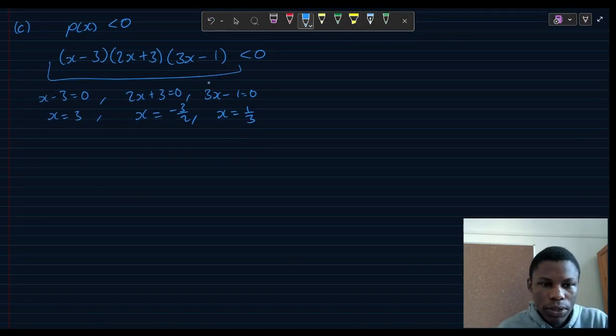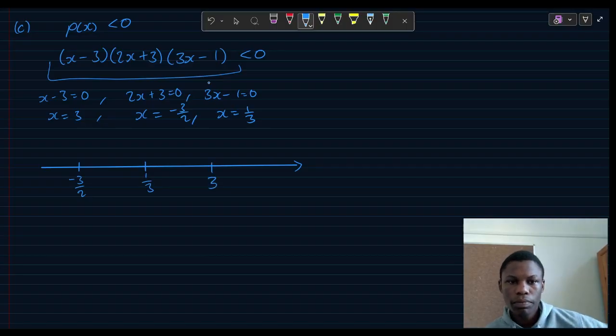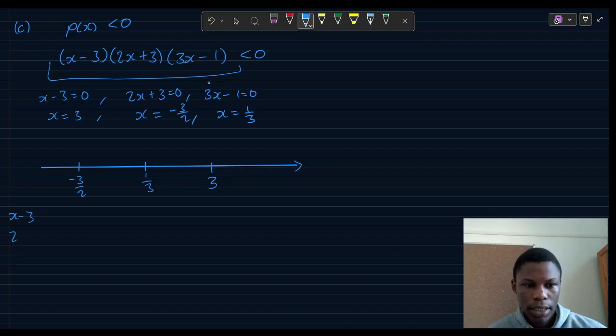And what you're going to do is draw a number line, and mark each of these points on your number line. So I'll start with the smallest being negative 3 over 2. And then next we'd have 1 over 3. And lastly, we'd have a 3. And so I'm going to write each of these brackets, the x minus 3, 2x plus 3, and 3x minus 1.